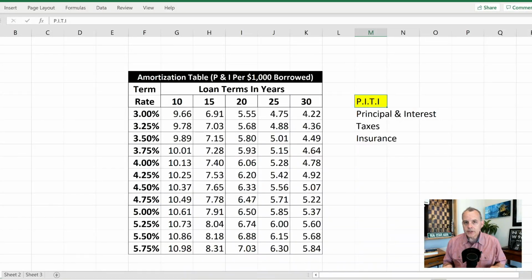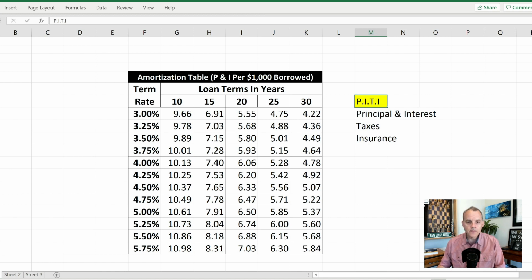Now, a potential test question on your real estate exam may ask you to calculate the P&I portion of your monthly payment using the amortization schedule, or they may want a full-blown PITI calculation, and I'm going to show you how to do both in this video. But first, I want to show you how to use this table.